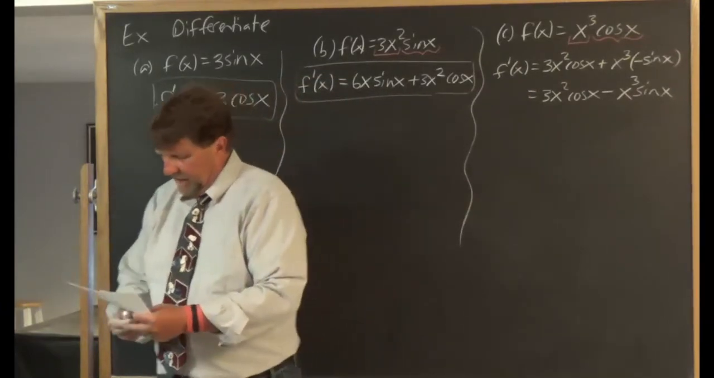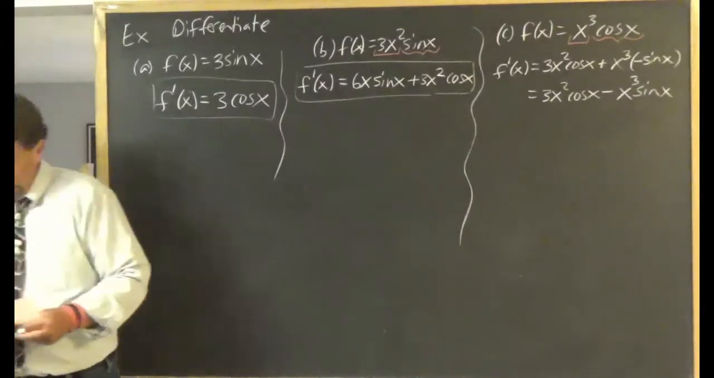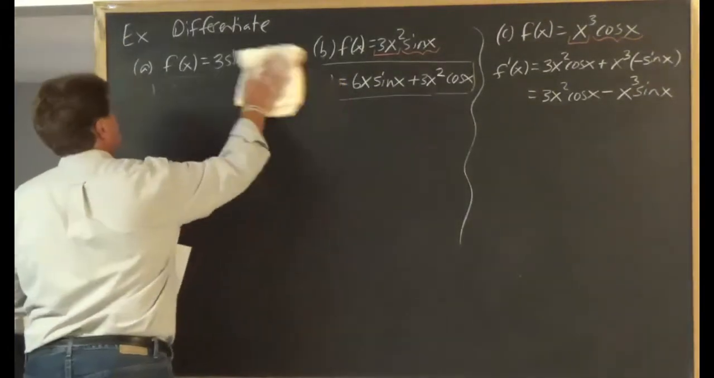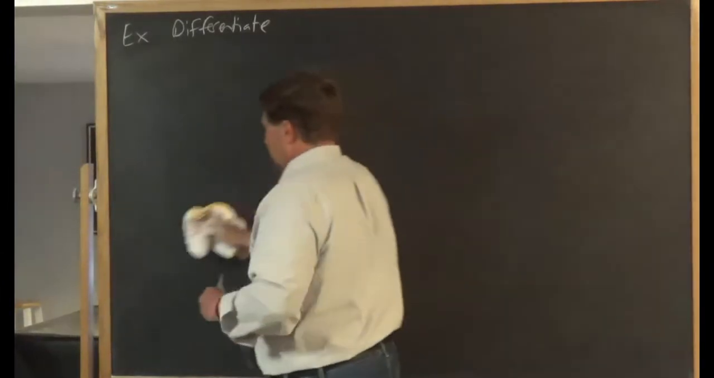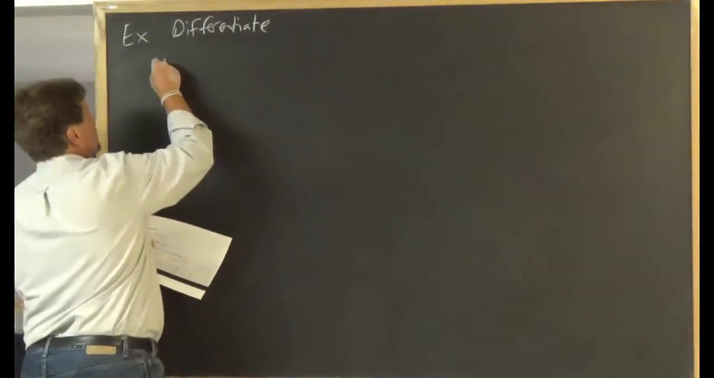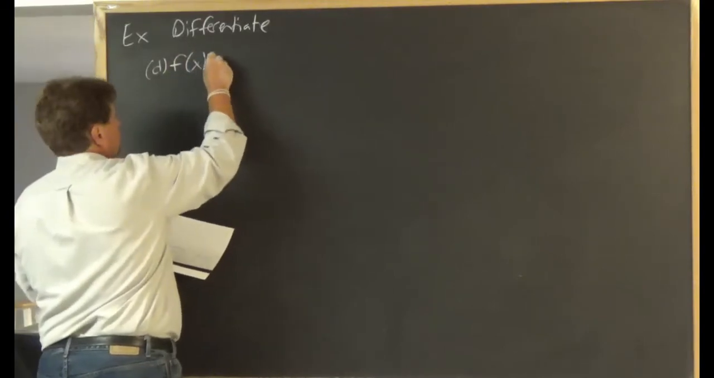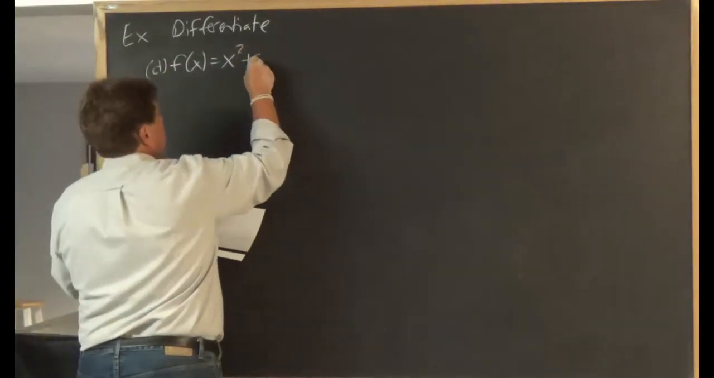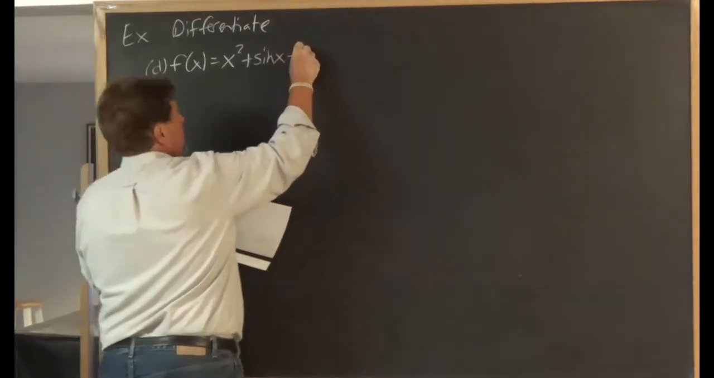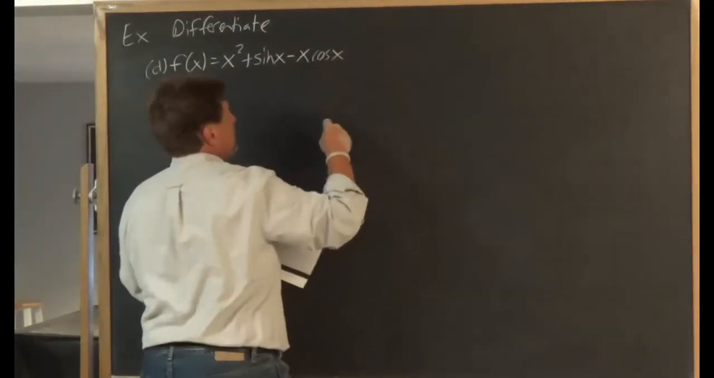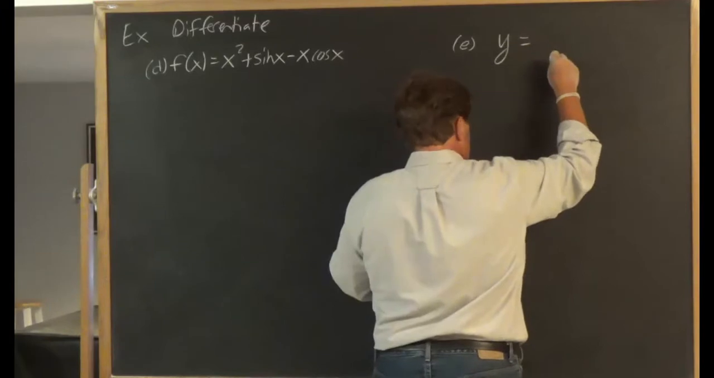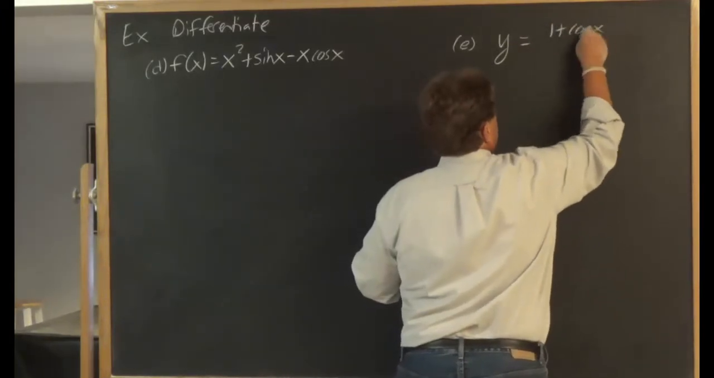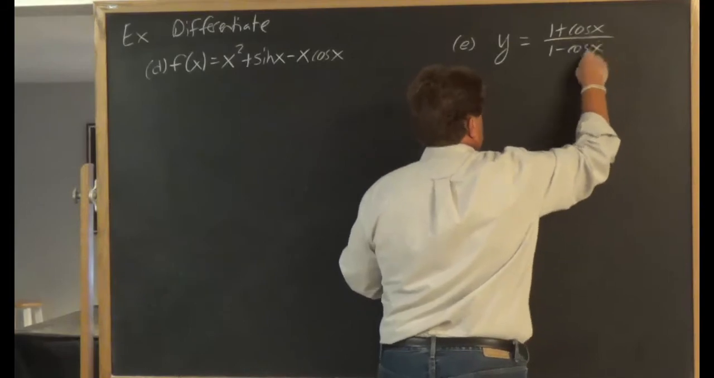Okay, there was a part D and a part E. Let me get those written up here. So part D, the function was x squared plus sine x minus x cosine x. And then part E, the function was y equals 1 plus cosine x over 1 minus cosine x.